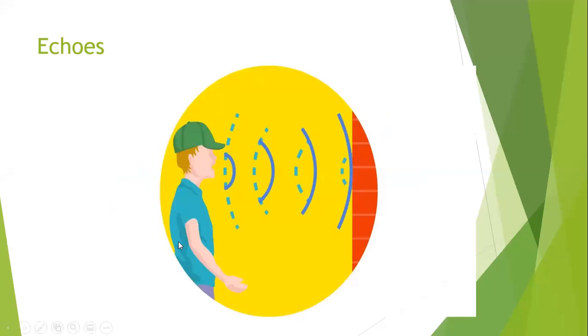Here you can see the person is speaking or saying something. His voice moves in the form of waves. These are the waves. Sound moves in the form of waves, in the form of signals. When these waves hit the object, this wall is an object, these waves will reflect back. By that reflection again and again, the sound produces an echo.